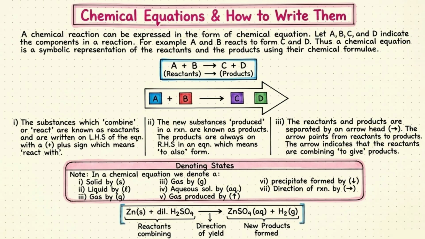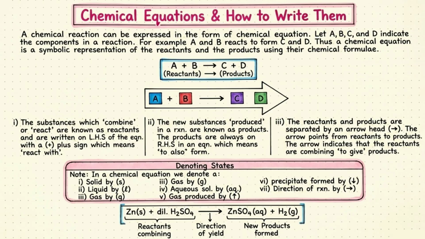Like it's flying away. Exactly. A downward pointing arrow means a precipitate is formed. A precipitate is just a solid that magically drops out of a liquid solution and falls to the bottom of the beaker. If we look back at our zinc and sulfuric acid equation, we can see these rules in action.